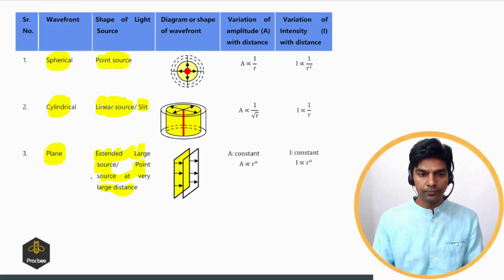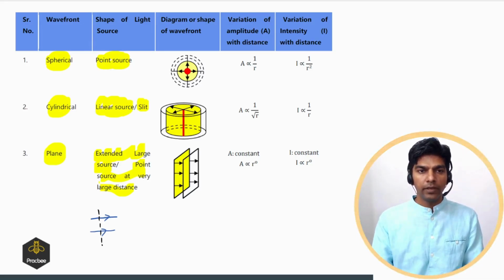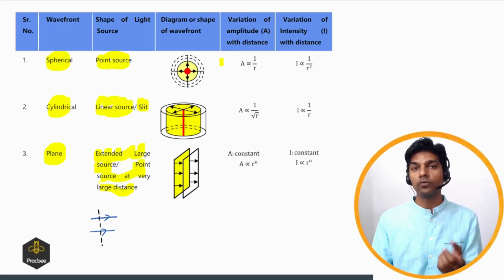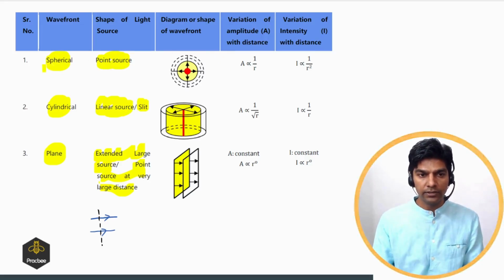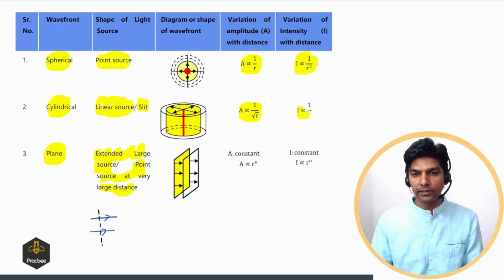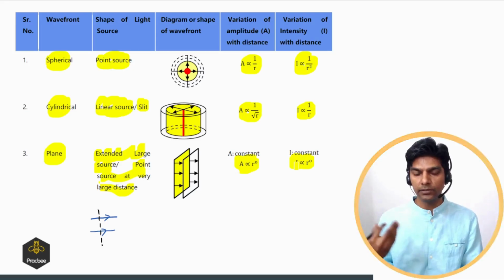So whenever we draw a parallel beam of light, the wavefront will be perpendicular to it, and it will be a planar wavefront. And one more thing you have to remember is how the amplitude and the intensity vary with distance. For a spherical wavefront, amplitude is inversely proportional to r, or intensity is inversely proportional to r square. In case of cylindrical, amplitude is inversely proportional to square root of r, intensity is inversely proportional to r, and in case of a planar wavefront, amplitude as well as intensity doesn't change. We can treat them as constant.